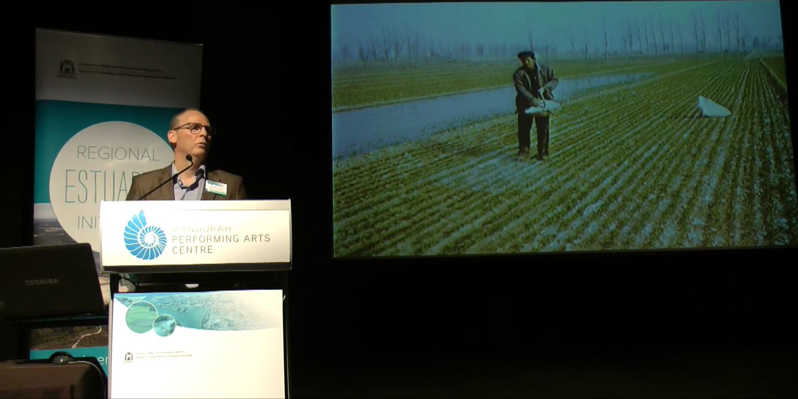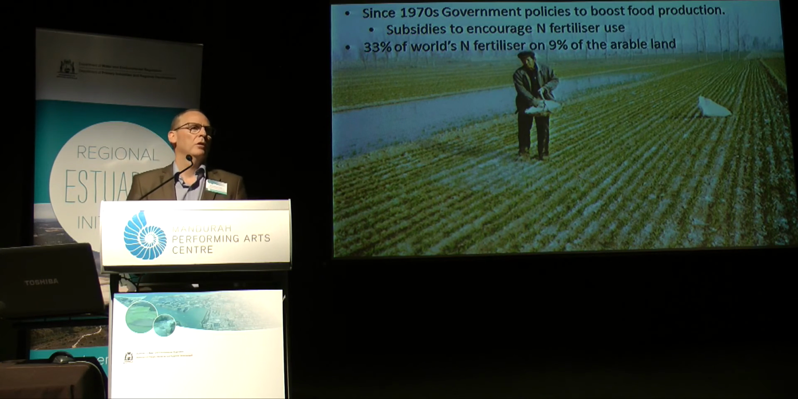A really good example of where we're at in terms of getting the balance right between food security and environmental impacts is given by China, and many of you would probably be familiar with this scenario. So in the 1970s, there was a rapidly increasing population in China, and the government was extremely concerned about overall food security, so commensurately they decided that they would subsidise the use of nitrogen fertiliser. It's interesting to note now, with those subsidies still in place, that China uses a third of the world's manufactured nitrogen fertiliser on 9% of the world's arable land.